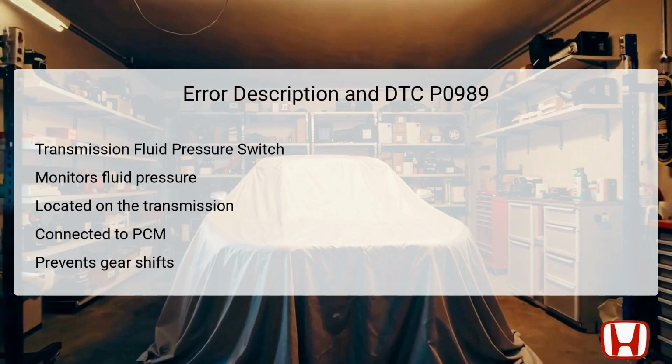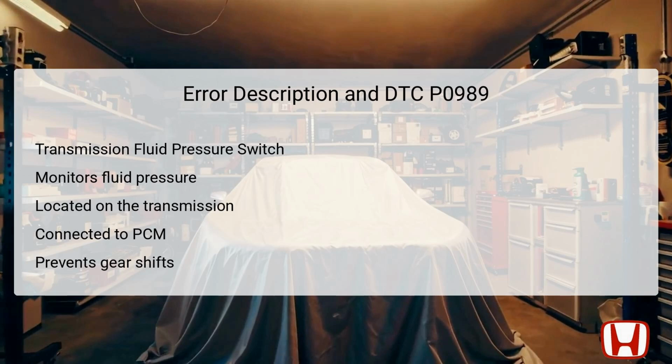The transmission fluid pressure switch E is essential for monitoring the hydraulic pressure within the transmission system, particularly for the 6th clutch operation. This switch is situated on the transmission and directly interfaces with the powertrain control module, PCM, to relay important fluid pressure status. When operational, it ensures that the transmission engages the correct gears by providing real-time data regarding fluid conditions.